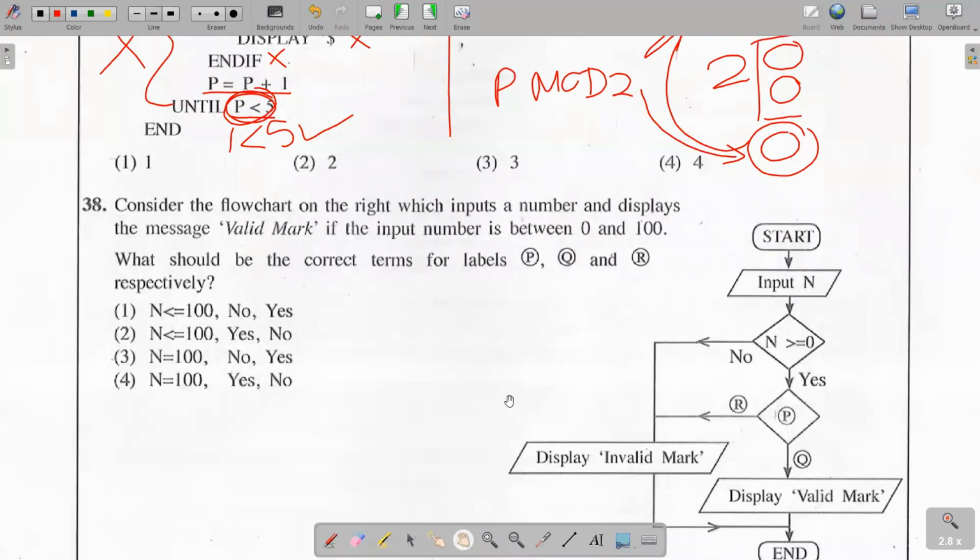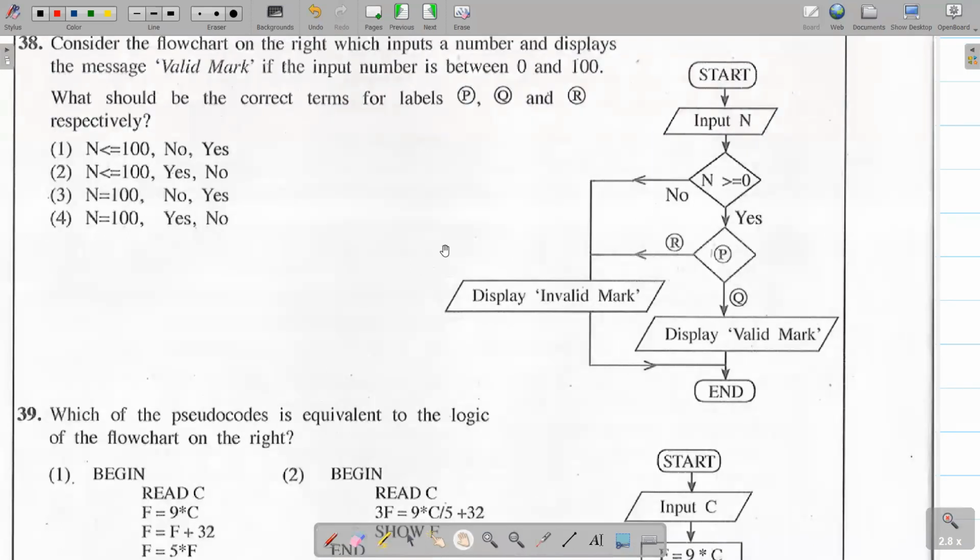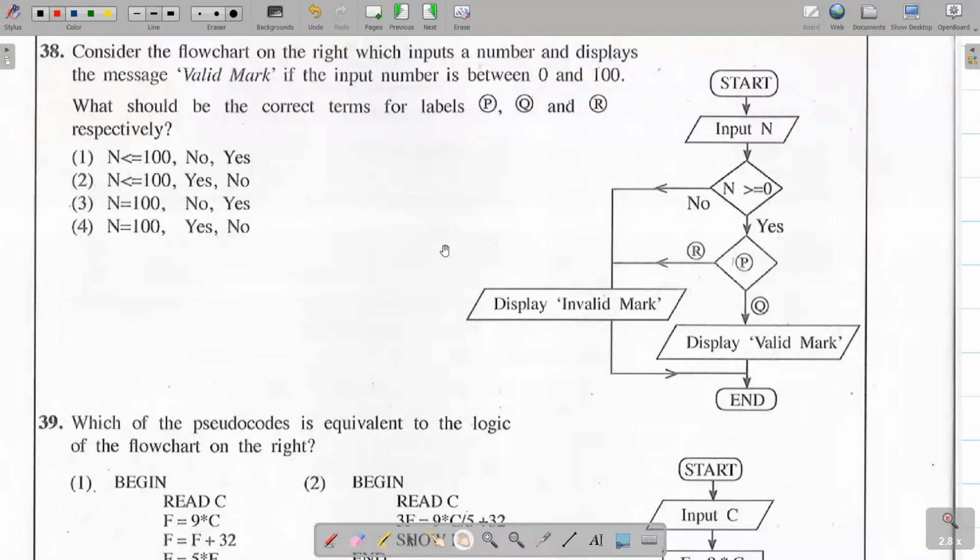38th, consider the following flowchart on the right, which inputs a number and displays the message valid mark if the input number is between 0 and 100. What should be the correct term for labels P, Q, and R respectively? P is anyway going to be a condition, right?